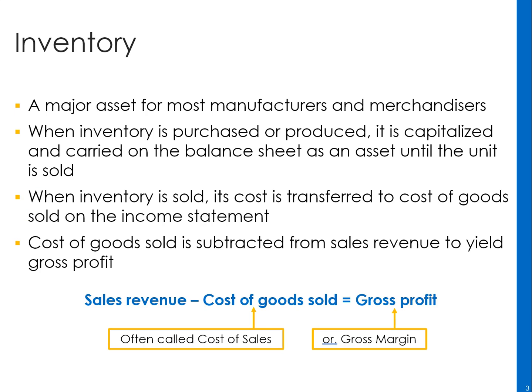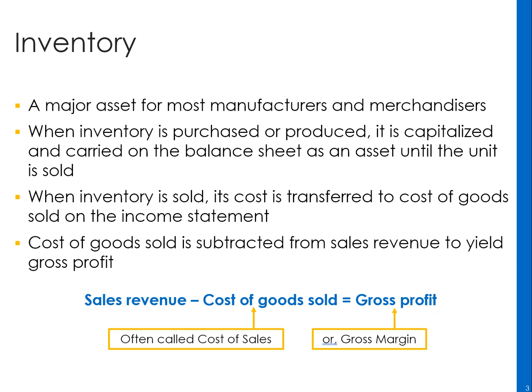So when inventory is purchased or manufactured, it becomes an asset until inventory is sold. When inventory is sold, the cost will be transferred to cost of goods sold and reported in the income statement. Right, we have seen the definition of gross profit, which is sales less cost of goods sold. We have seen this before.